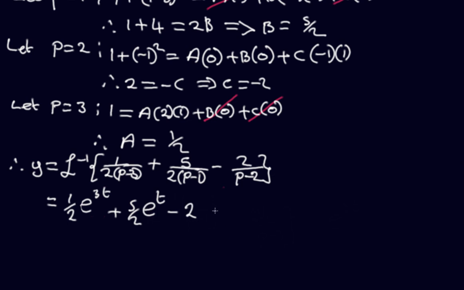Then again you have to find the inverse transform of 1 over p minus 2, right? So what is this? This is simply e raised to 2t. Okay, so this gives us the solution to the problem we're trying to solve. Okay, so that will be it. Then this is the end.